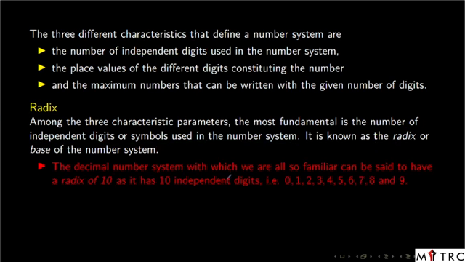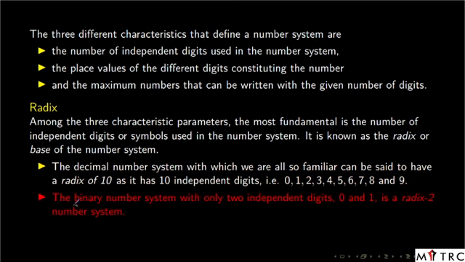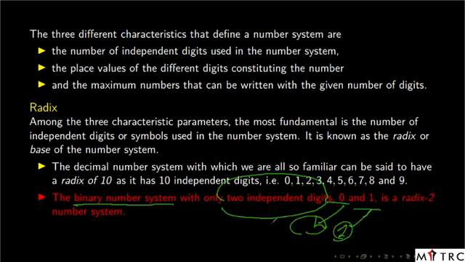In the decimal number system, as I have just discussed, the radix is equal to 10 because we use 10 symbols, 0, 1, 2, 3 to 9. And in the binary number system, which is the number system for our general digital computer system, there are only two independent digits, 0 and 1. Here 0 is a symbol and 1 is a symbol used in binary representation. So the binary number system is a radix 2, or base 2, number system.